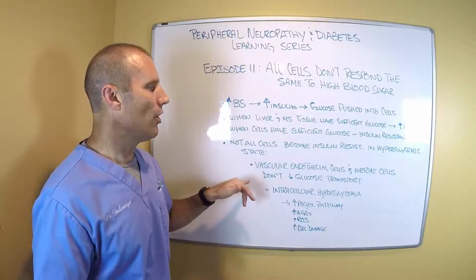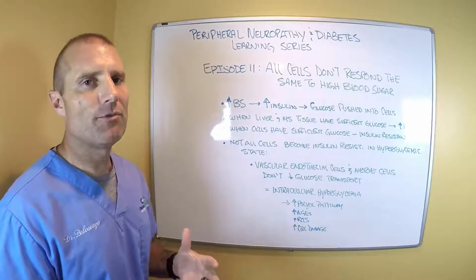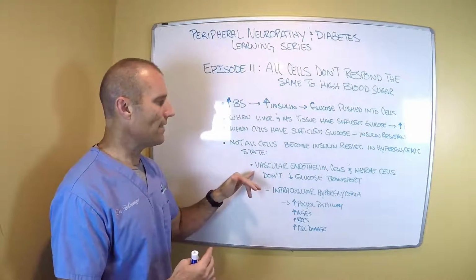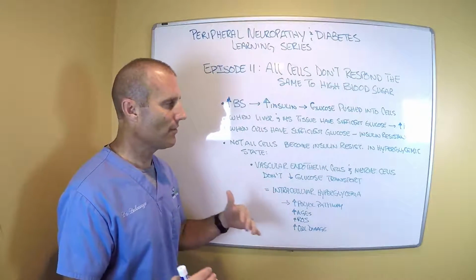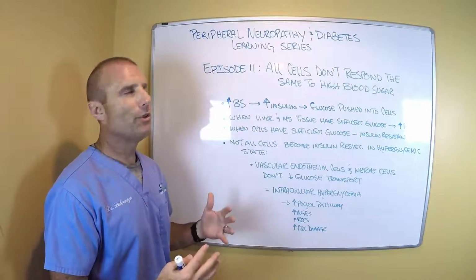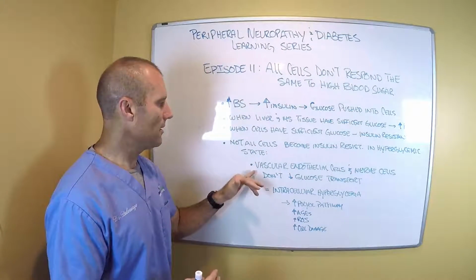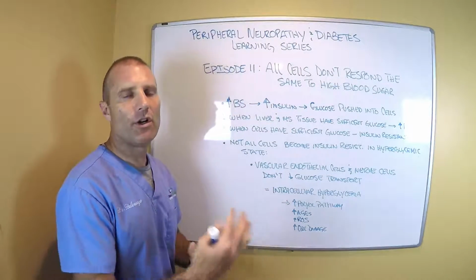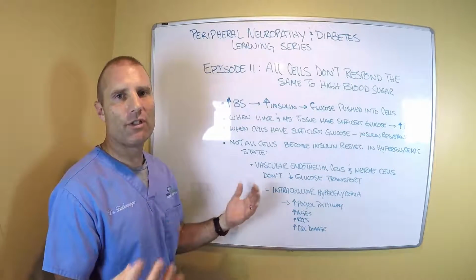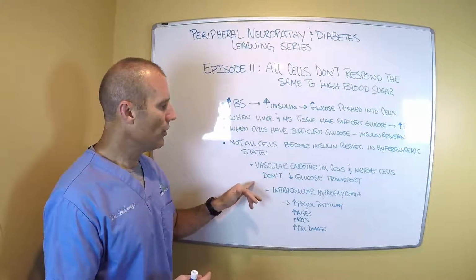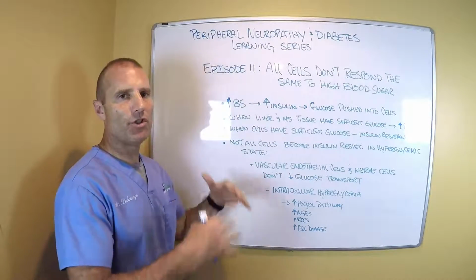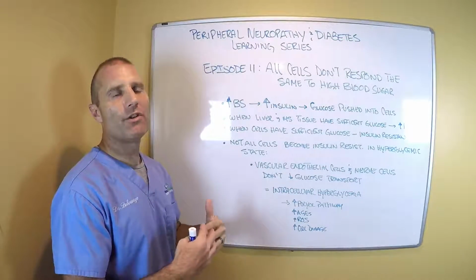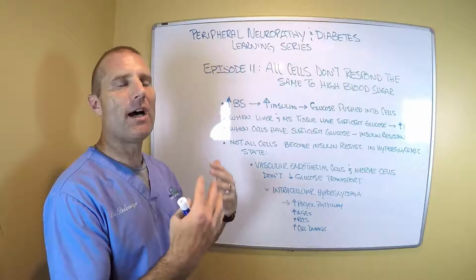Two cells that don't become insulin resistant in response to high blood sugar levels are the vascular endothelial cells, the cells of your blood vessels, and your nerve cells. It's really important when we talk about neuropathy and diabetes that these are the two cells where we see the most damage: the blood vessels, causing cardiovascular disease, and nerve cells, causing neuropathies. In most cases, as blood sugar levels go up, cells become resistant. But for these two cells, glucose transport isn't affected by higher levels of blood sugar.